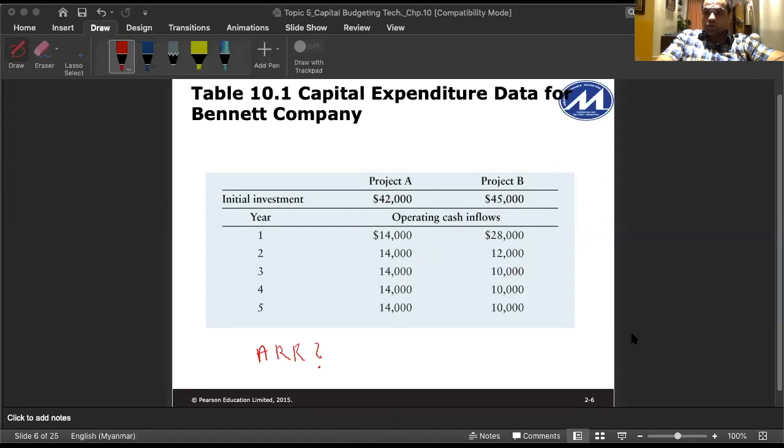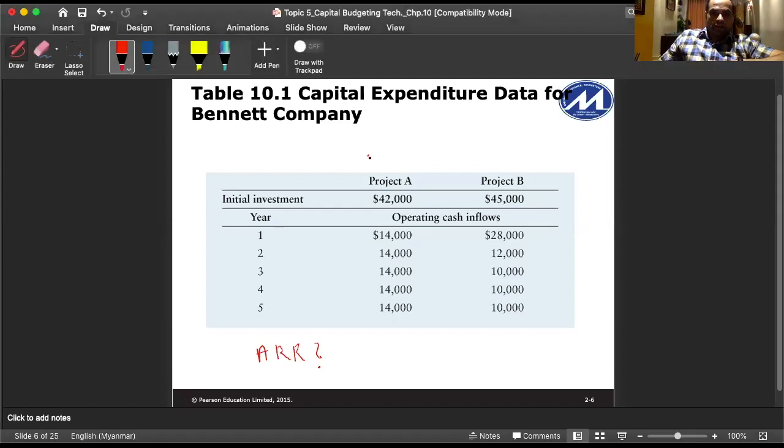So all of you chose Project A, but you have to tell me why Project A. How many percent for Project A and how many percent for Project B? Project A, 33.33. And Project B, 31.11. That's right.